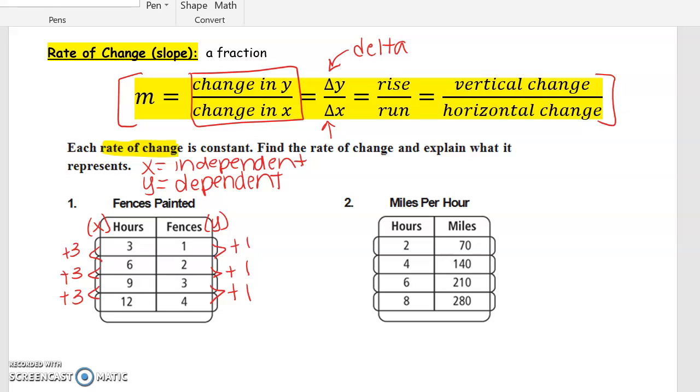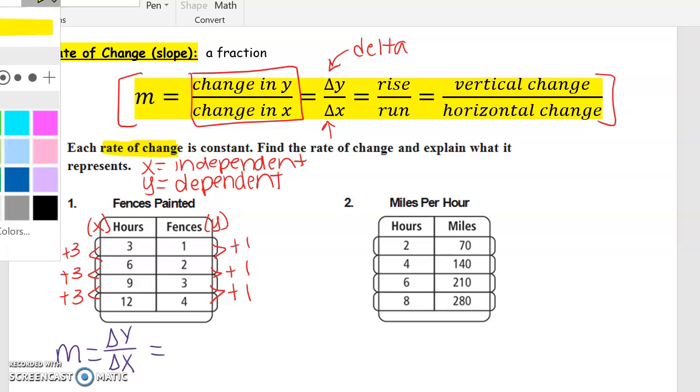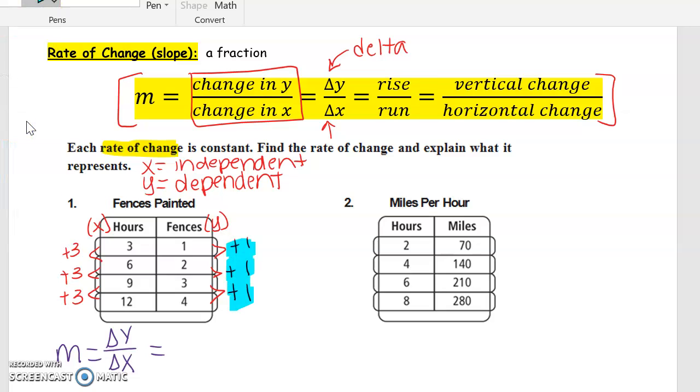Now, I want to write my rate of change, or my m, as a fraction. So m, again, is equal to delta y over delta x, which is just change in y over change in x. We said that our change in y was plus 1, so I'm going to put that value in for my change in y. We said that our change in x was plus 3, so I'm going to put that value in for the change in x. And I cannot simplify 1 over 3. We always want to express our rate of change fraction in simplest form, and 1 over 3 is simplified.